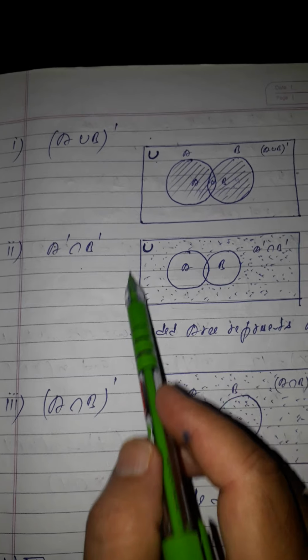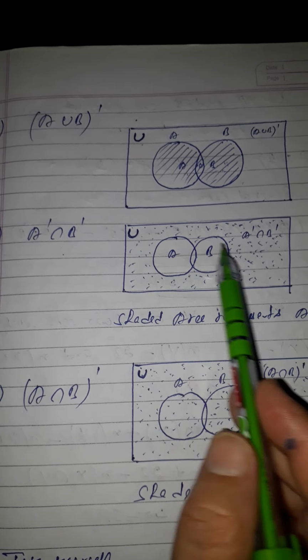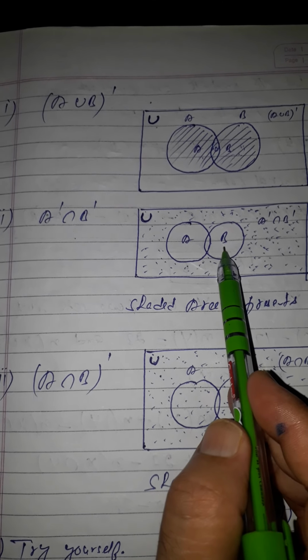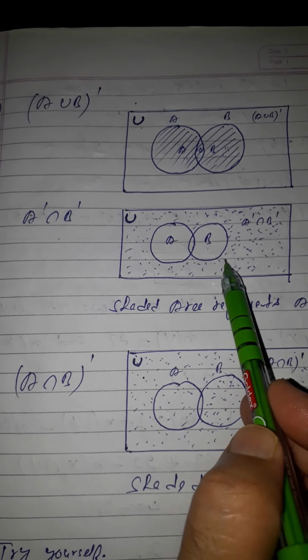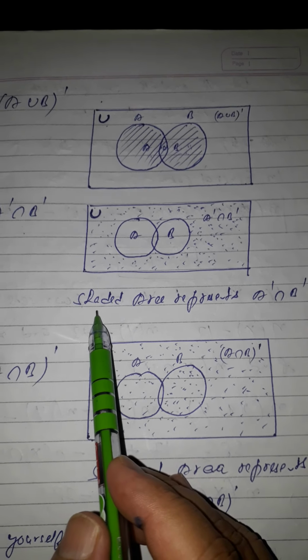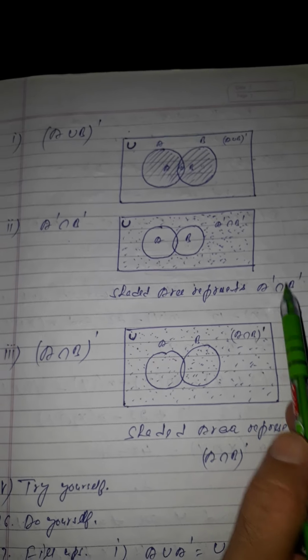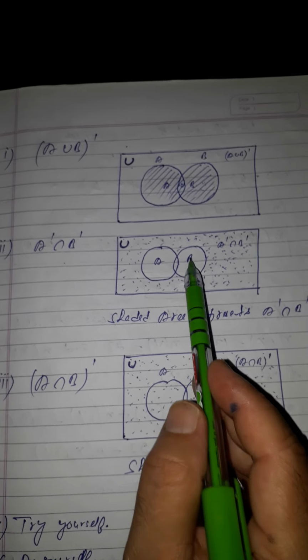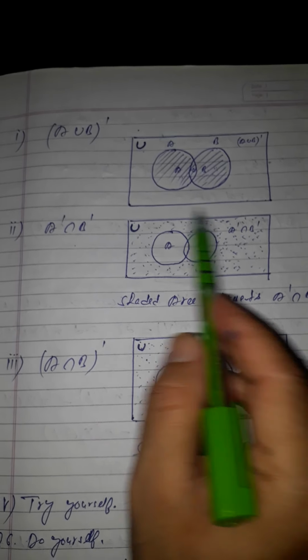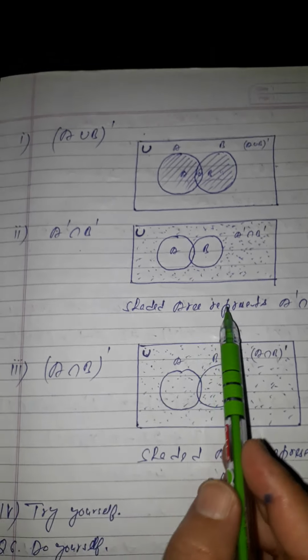So here what is done: this whole rectangle is U, so this is unshaded here students, this part is shaded. So this is the Venn diagram I have written here: the shaded area represents A complement intersection B complement. So this is the way to represent the Venn diagram for A complement intersection B complement here students.